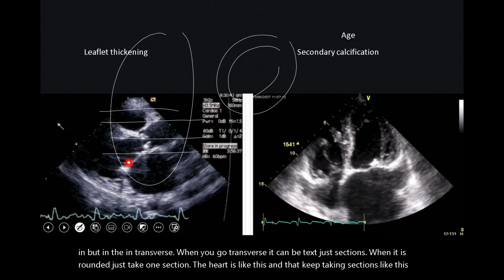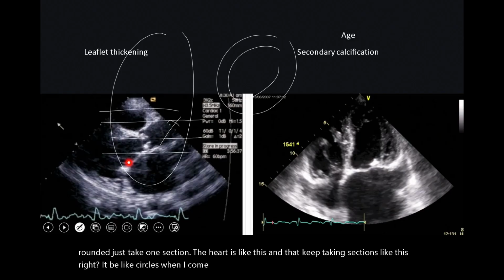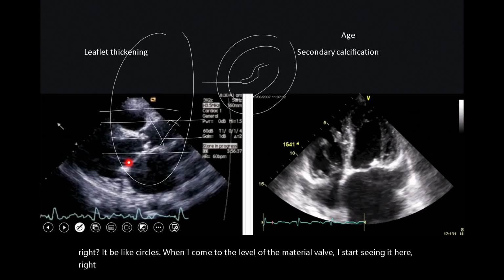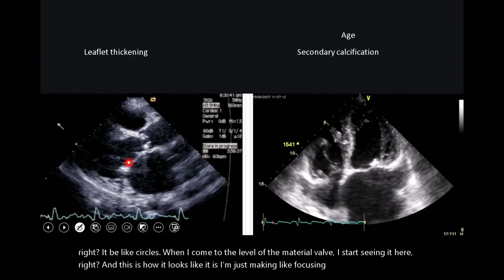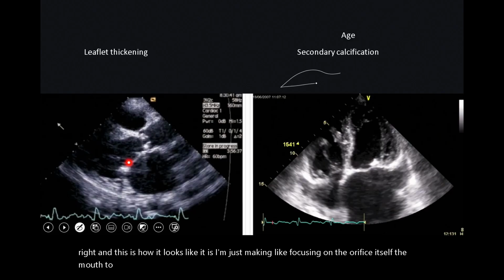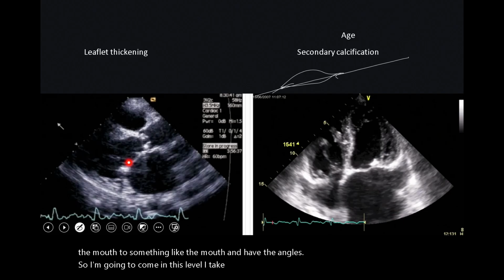It will be like circles. When I come to the level of the mitral valve, I start seeing it here, right? And this is how it looks. I'm just focusing on the orifice itself, the mouth, and the angles. So I'm going to come to this level and take the picture only at the level of the mouth.